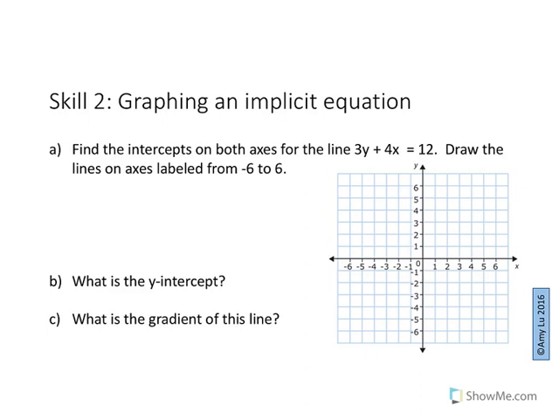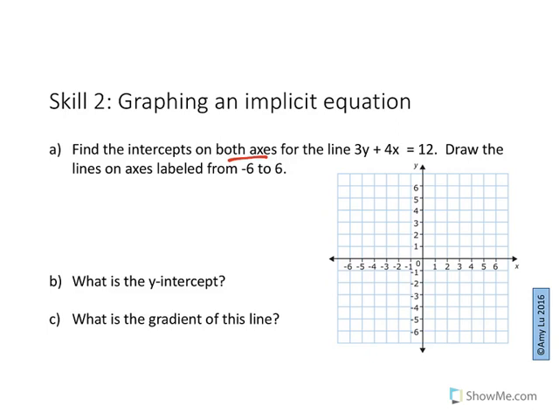So here you go. In A, it's asking you to find the intercepts on both axes, meaning the x and the y, for the line 3y plus 4x equals 12. Draw the line on axes labeled from -6 to +6. So this is how you do it.